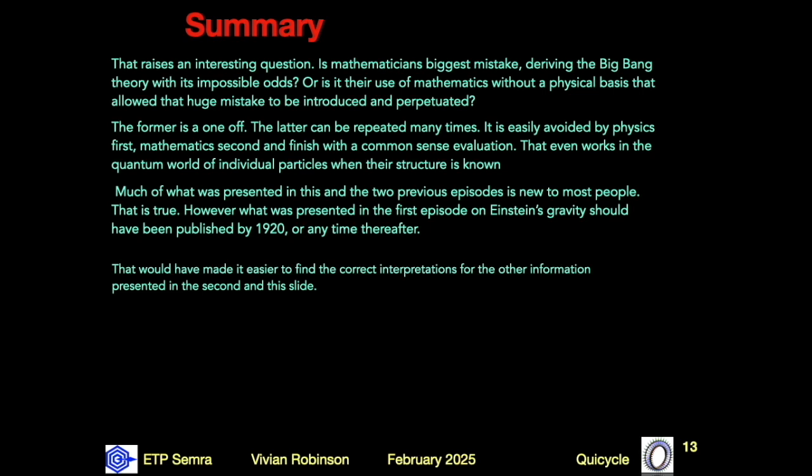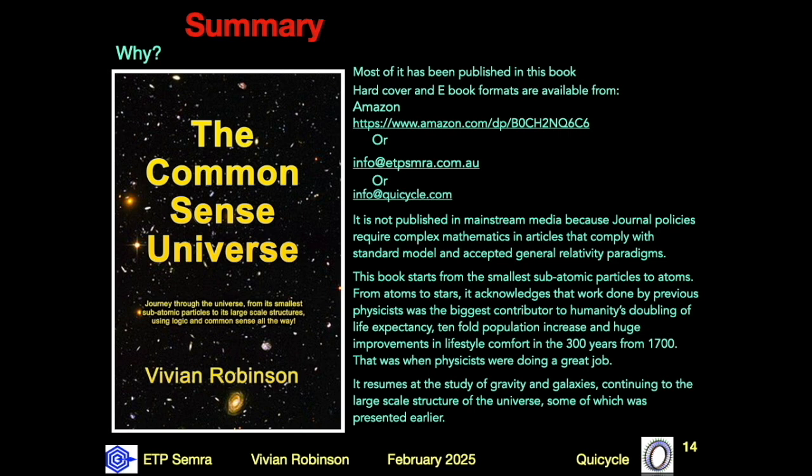That even works in the quantum world of individual particles when their structure is known. Much of what was presented in this and the two previous episodes is new to most people. Now, that's true. However, what was presented in the first episode on Einstein's gravity should have been published by 1920 or any time thereafter. That would have made it easier to find the correct interpretations of the other information presented in the second and this slide. That raises the question, why isn't this work published?